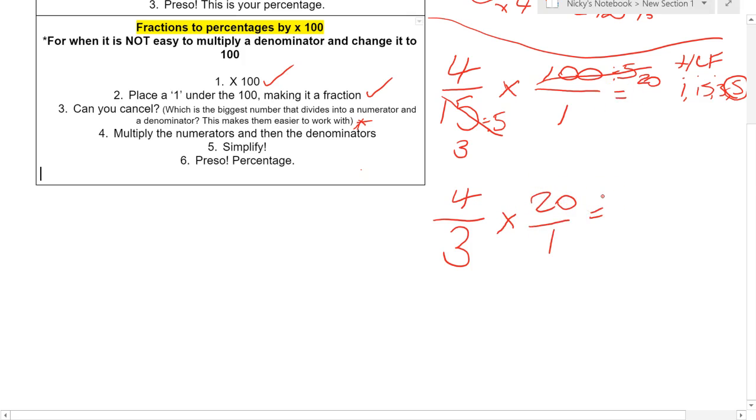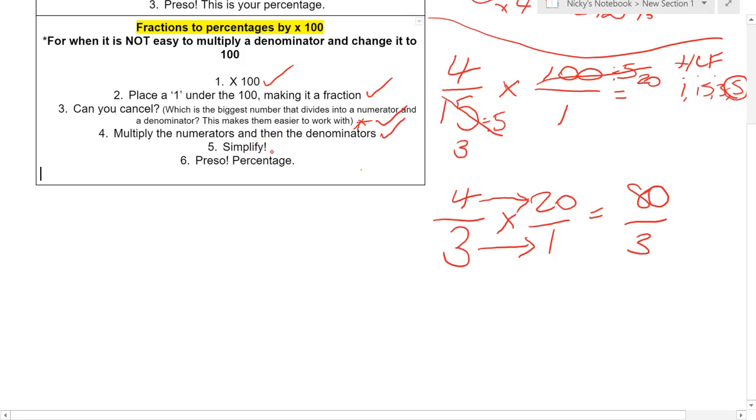Please make sure, guys, that you do show your working at every stage, because it just makes it really nice and logical. Don't be afraid of overusing your pencil, I always say. Okay, now that I've got a smaller fraction to work with in terms of the numbers, I'm going to times across my numerators, so 4 times 20 is 80, and then across my denominators as well. 3 times 1 is 3. Wonderful. Okay, so I've cancelled, awesome. I've multiplied my numerators and then my denominators, and now I need to simplify.